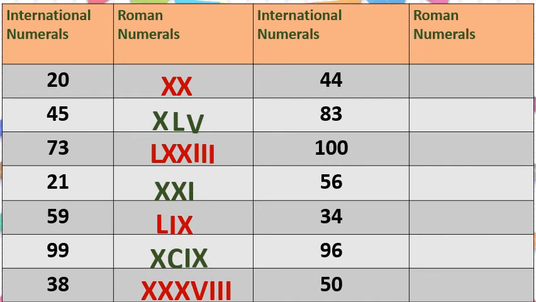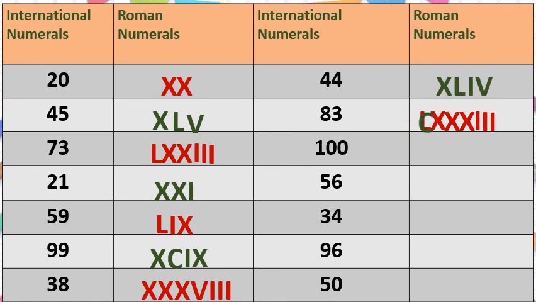Now we'll move to 44. Again 50 we will take first. Then we will subtract 10. Then it became 40. Then we will write 4 to the right side. 83. 50, 3 times X, and then 3 times I. Very easy.